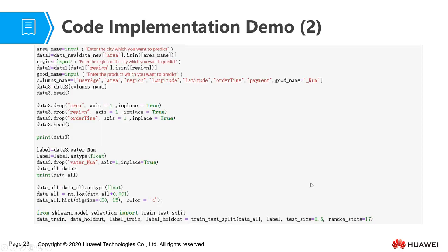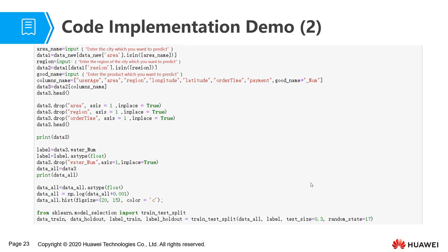We use the input function to enter the city area and goods to be predicted. Then we can view the data after filtering. Next, we will delete the city area and time series. We use the sales volume of water as the prediction target, that is, the label of the sample. Other columns are used as features, so that the sales volume is predicted based on these features.